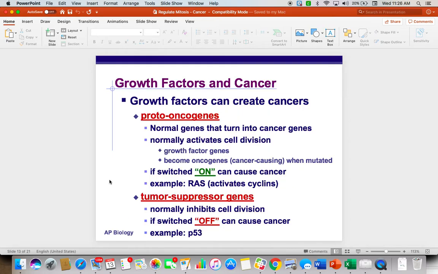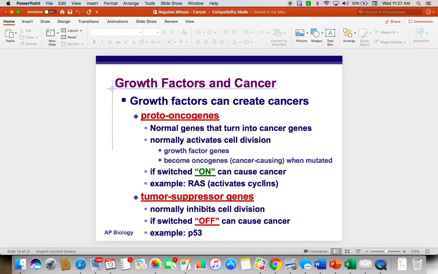There are genes that cause cancer. Cancer-causing genes have a name. They're called oncogenes. Oncogenes come from these proto-oncogenes.